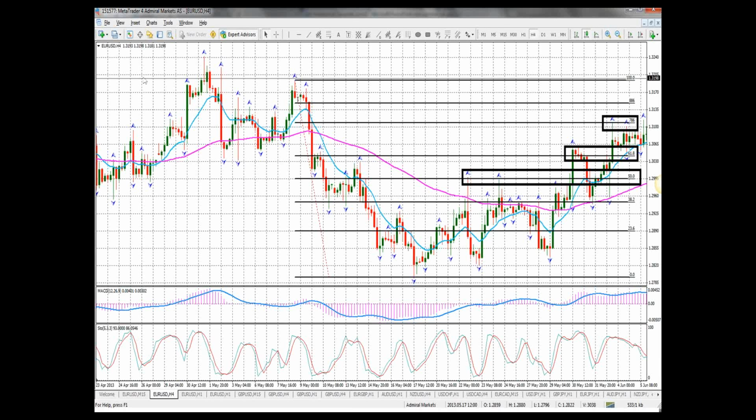What you do is take that fib tool, put it here, and place it here. That's how I do it. I know that some people do it the other way around, but this is how I like it. And then you'll get the 382, 50, 618, which I think are standard. But then I add the 786, 886, and 236. But more on that in that Fibonacci video.